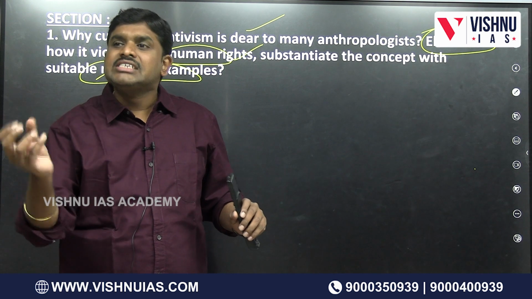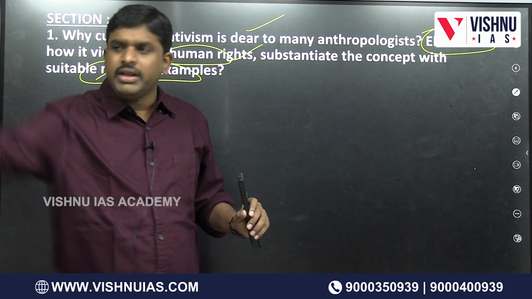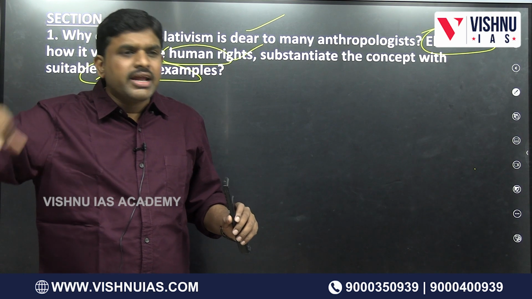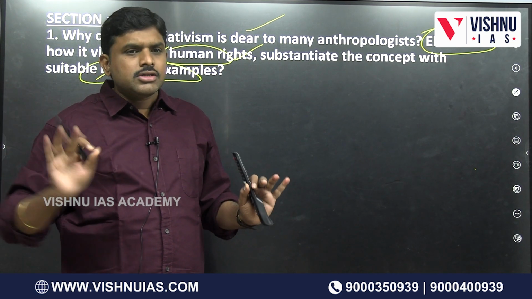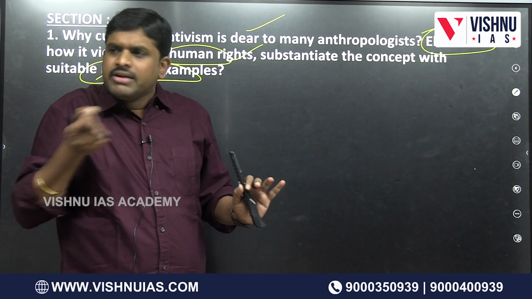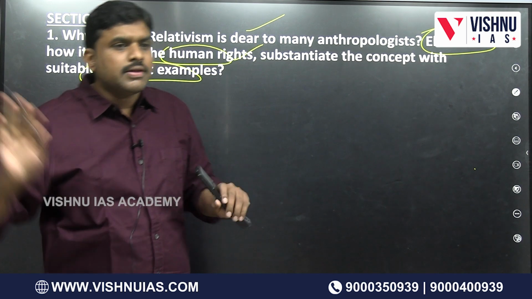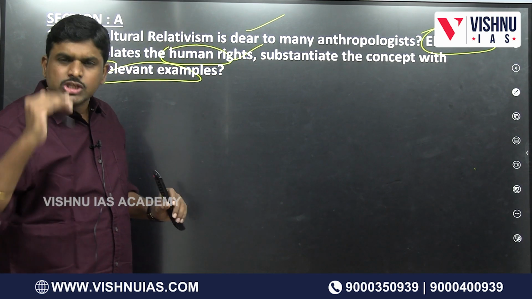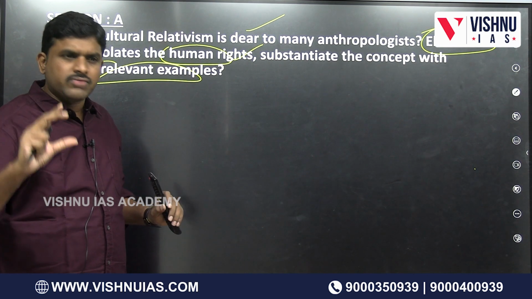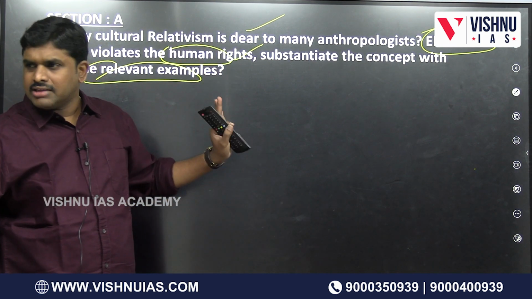So what happened? He started appreciating the cultures, the traditions followed in the Trobriand Islands, the Oceania region, the Melanesian Islands, all these islands. So we have to take one example like this, and explain why it is dear because of this concept. The characteristics of cultural relativism are the first part of the answer. The second part of the answer, with a side heading, is why it is dear to many anthropologists.